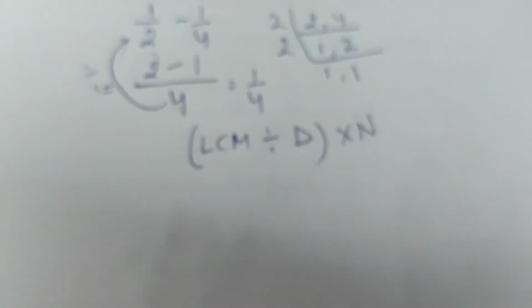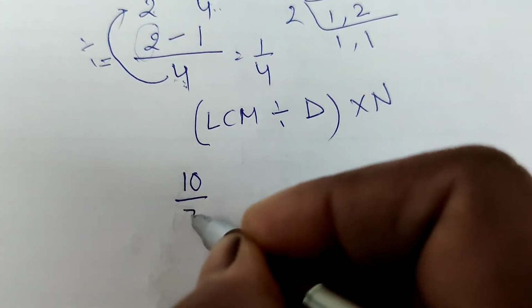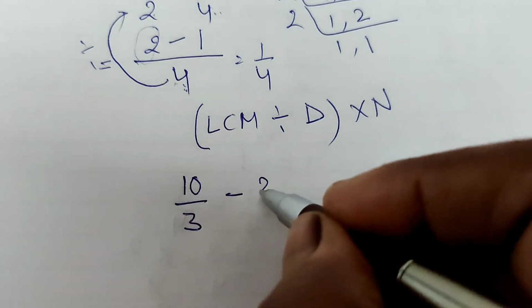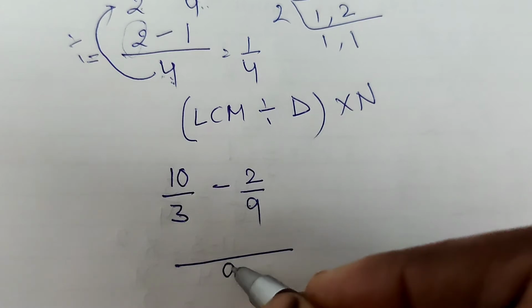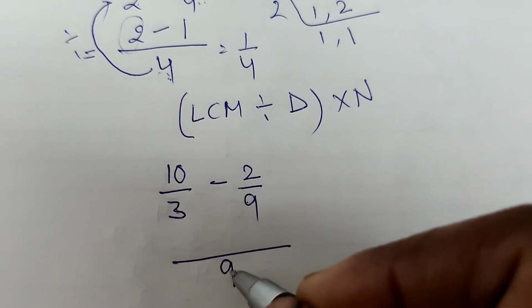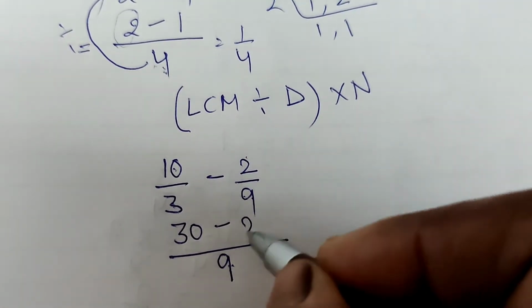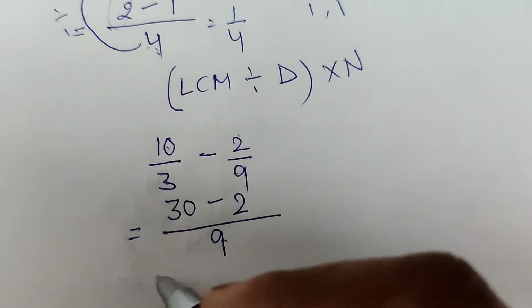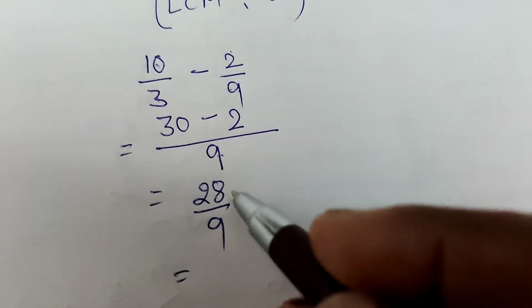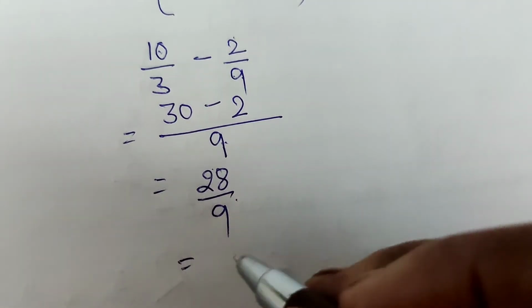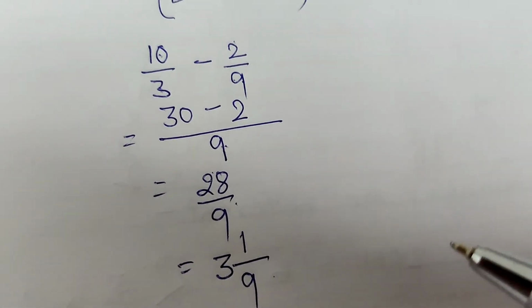Okay. Next, 10 by 3 minus 2 by 9. The LCM of 3 and 9 is 9. 3 threes are 9, 3 into 10, 30. 9 ones are 9, into 2. Then you will get 28 by 9. You can convert it into a mixed number because it is an improper fraction. 9 threes are 27, and the remainder is 1. 3 whole 1 by 9.